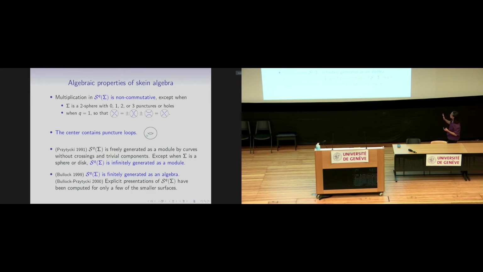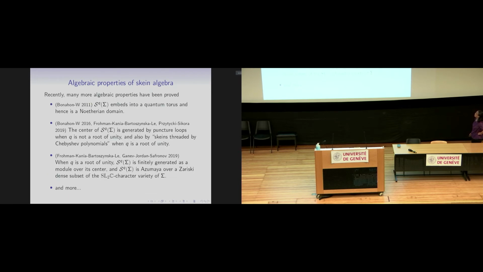usually, except for the really simple cases, this skein module, or the skein algebra, is infinitely generated as a module, meaning there are many, many framed links with no crossings that are distinct on the surface, right? And so all of those will be generators. If you now put in an algebra structure, right, it's also finitely generated as an algebra, and there are certain presentations that are known, but for only a few.